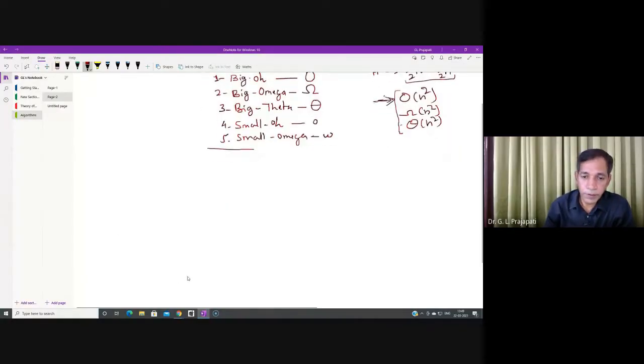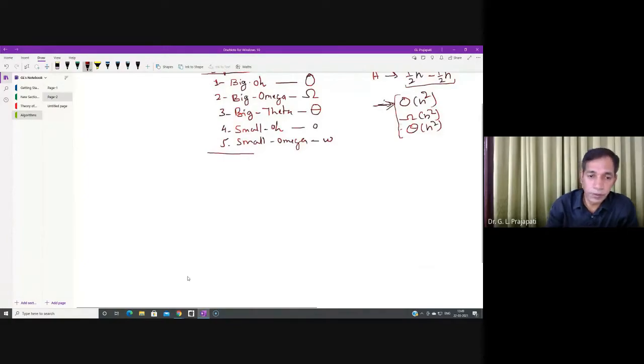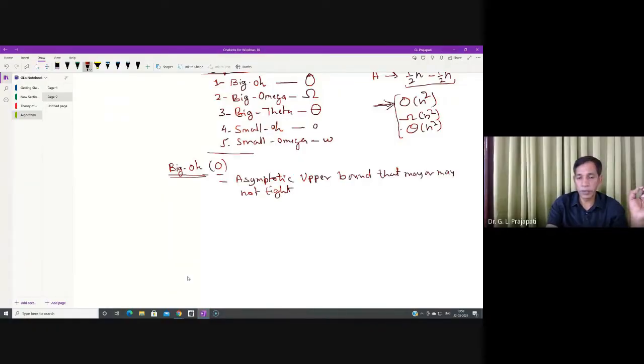Let us see the simplest one first. First we discuss the big O notation, and we denote it by writing capital O. The intuition of this big O notation is that it denotes the asymptotic upper bound that may or may not be tight. We will see what may or may not be tight, I will discuss it later on.